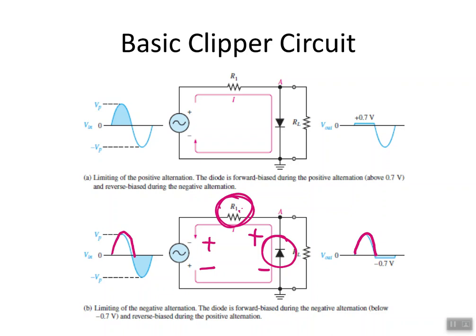For the negative cycle, the polarity is like so, which forward biases this diode if this drops below minus 0.7. And when it does, this diode will be forward biased with a polarity like this, which means the voltage here will be minus 0.7 volts with reference to this ground. Okay, because this side is going to be more negative than that side. So our output is like so.